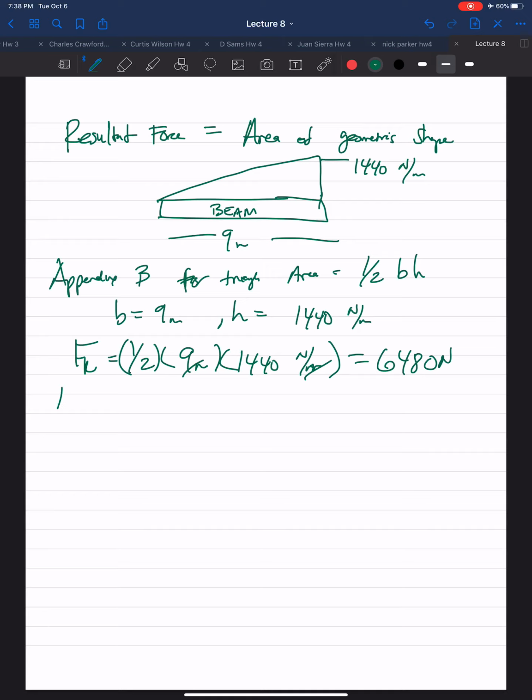And then we said the line of action of the resultant force passes through the centroid of the geometric shape.